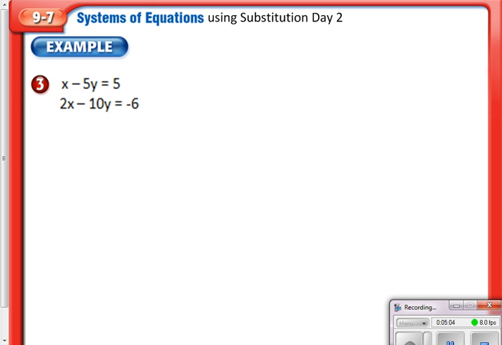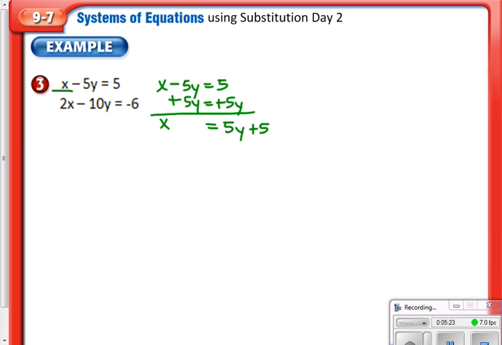Example 3, first step, get a variable alone. I'm going to get x alone because x has that coefficient of 1. So I would add 5y to both sides. After I do that, I have x equals 5y plus 5. I can now substitute into equation 2. I have this substituted in for x, so I'm getting rid of my x value.